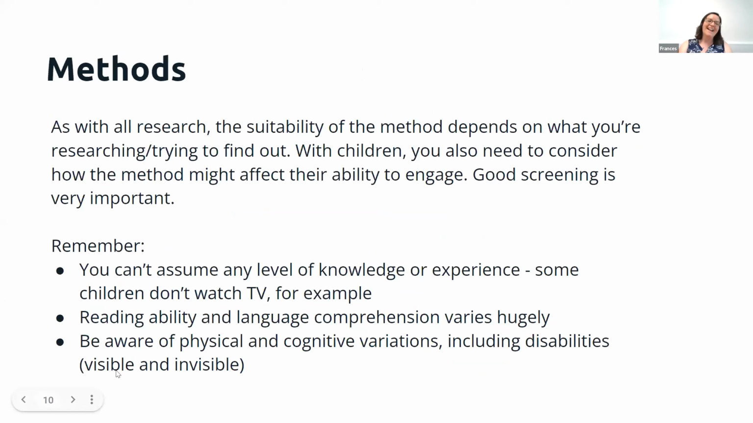But anyway, be aware of any physical or cognitive barriers that the child might have, including disabilities, visible and invisible. And again, screening comes into that because you might want to know anything about the child that might affect their ability to engage. It's not necessarily the case that if a child has a disability, they can't engage. You just have to be aware of it, and you have to factor it in and have your setup ready to go for whatever that child needs.